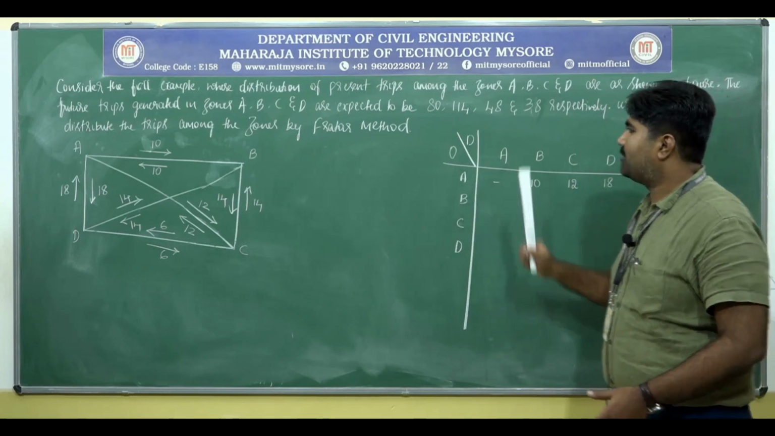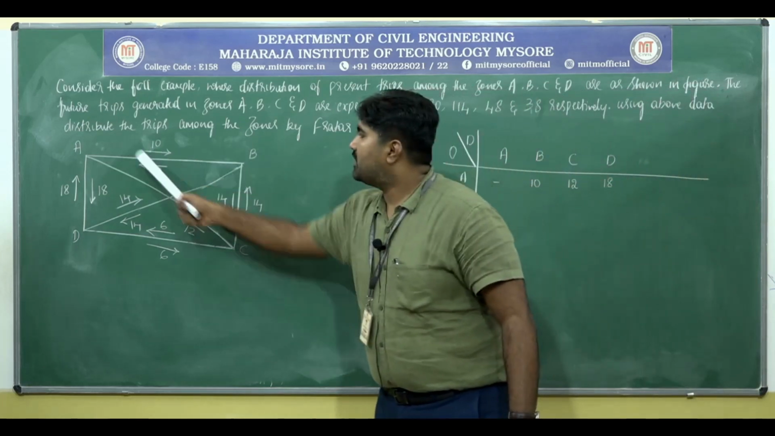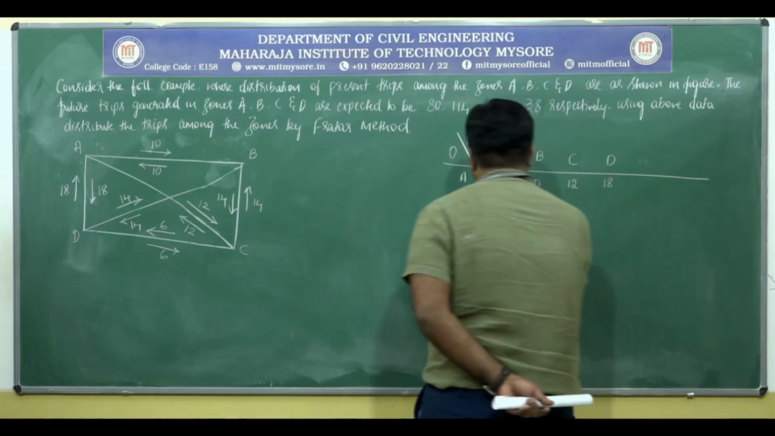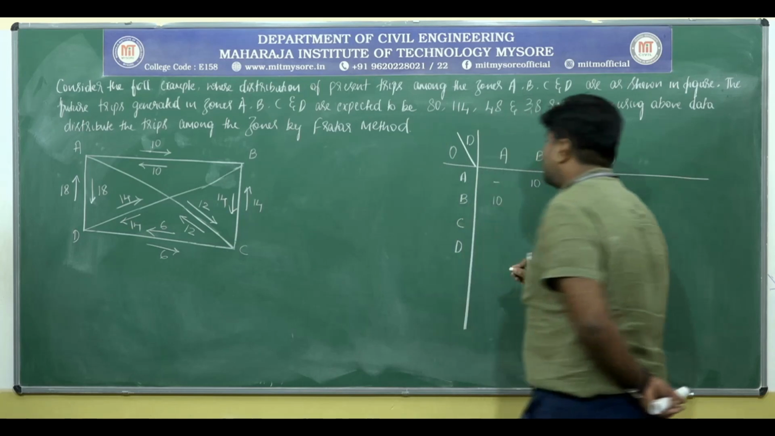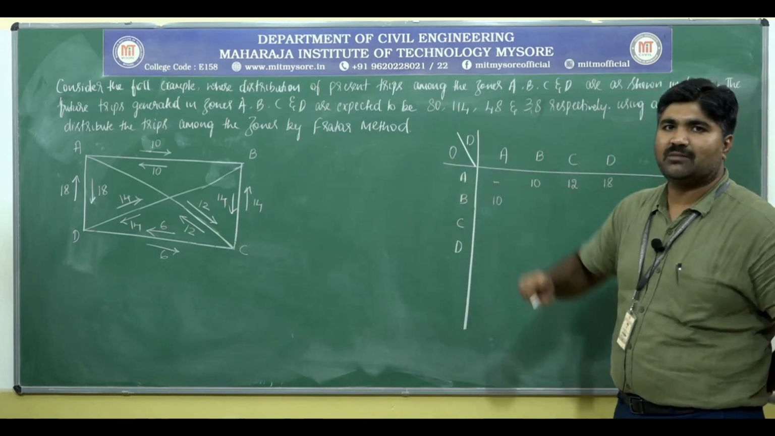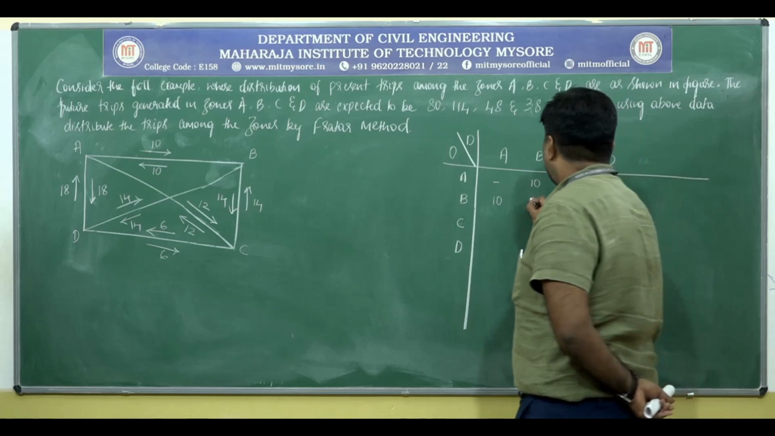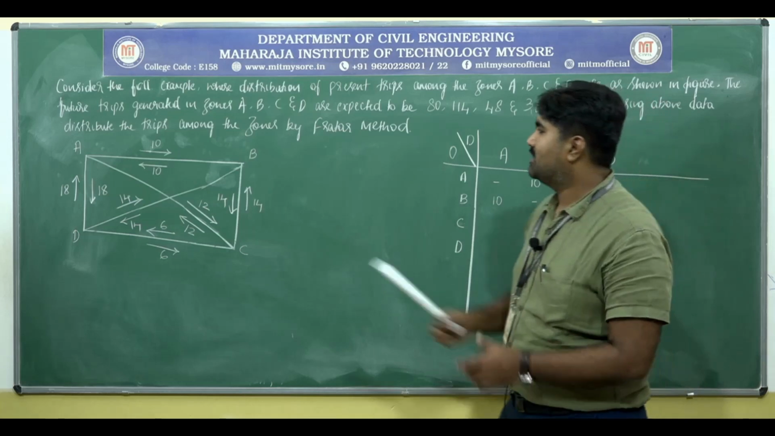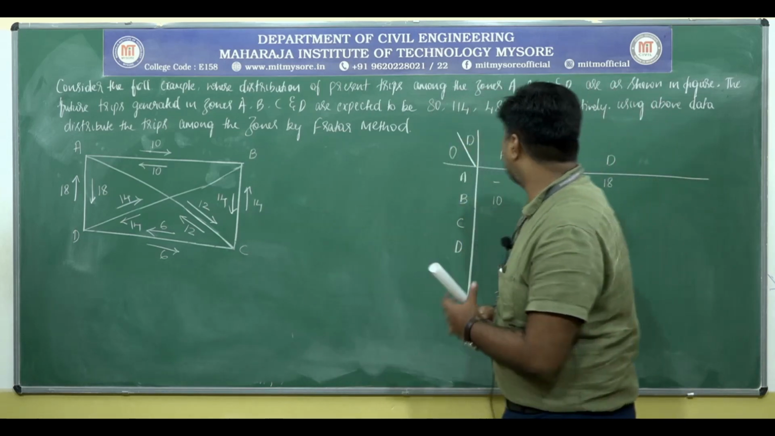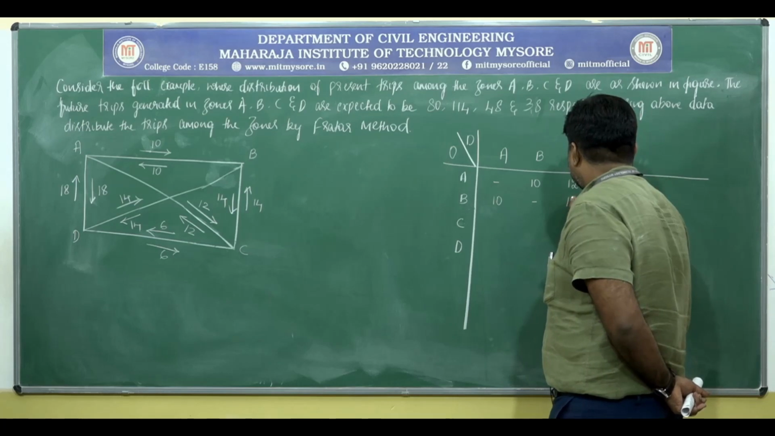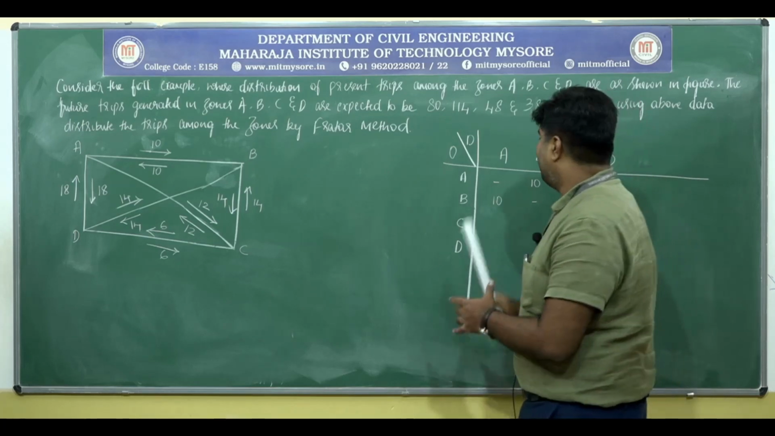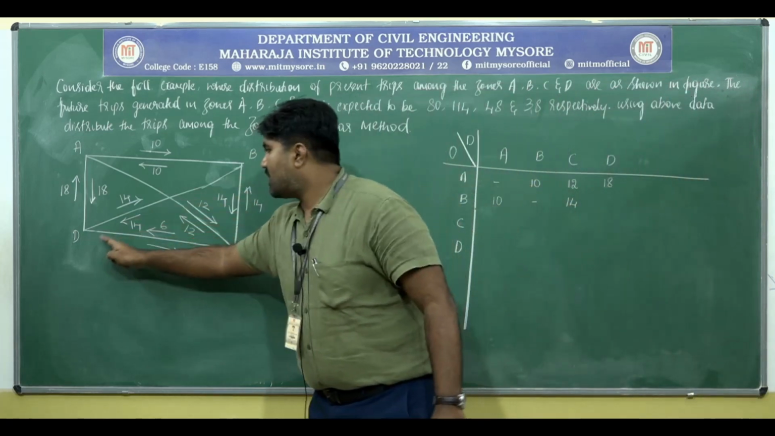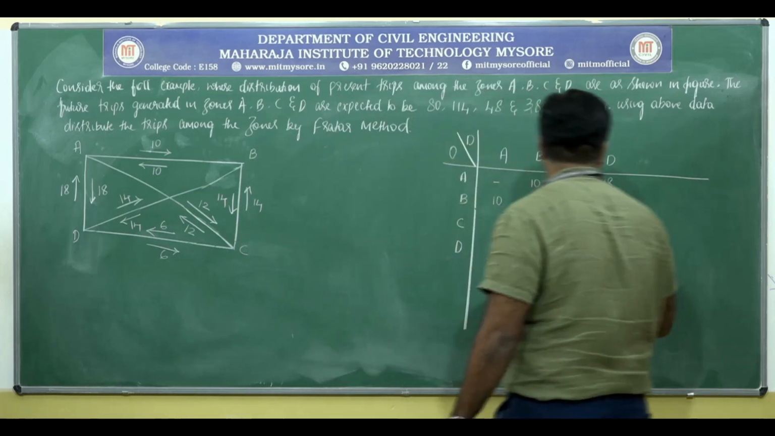Next, B to A: we have 10 trips. We don't have trips between B to B, you can observe in the diagram. Next, B to C: we have 14 trips between B to C. Next, B to D: check here in the diagram, we have 14 trips, B to D, 14.